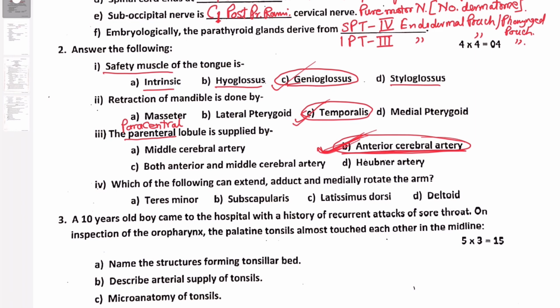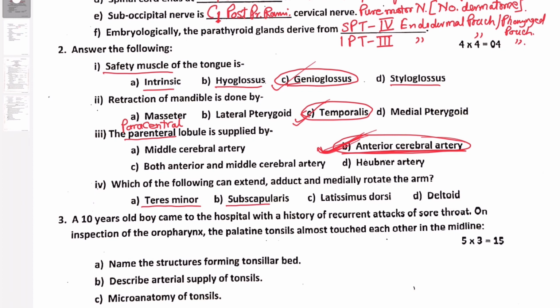Last question 2-4. Which of the following can extend, adduct and medially rotate the arm? Choices here are teres minor, subscapularis, latissimus dorsi and deltoid. Teres minor, what does it do? Teres minor actually helps slightly in lateral rotation of the arm. It is one of the muscles of the rotator cuff.